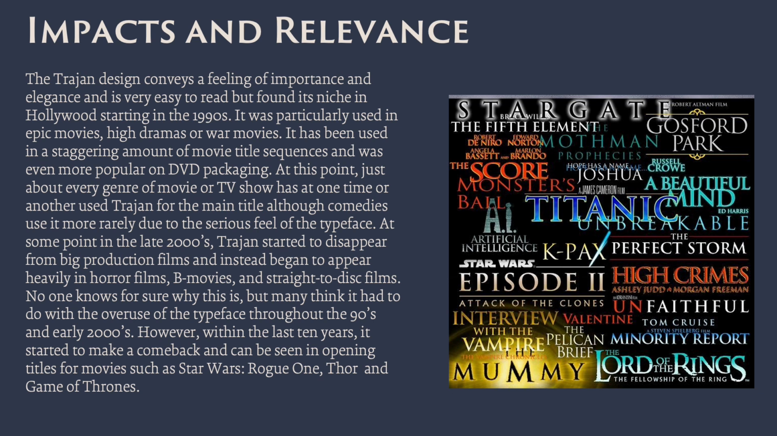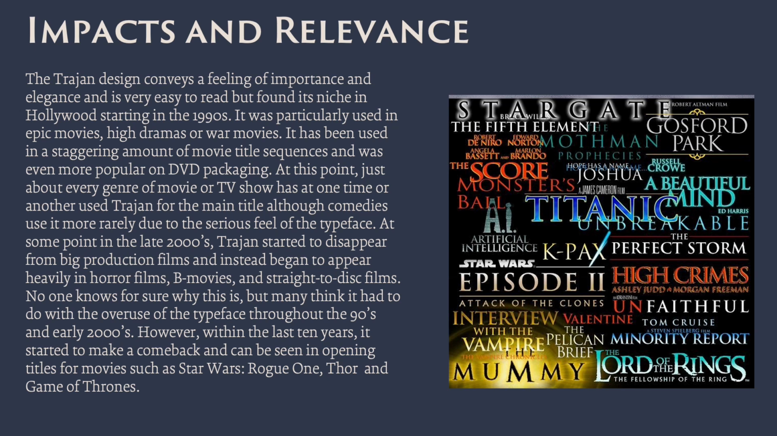Trajan has had a far-reaching impact on the design world, particularly when it comes to the entertainment industry. The Trajan design conveys a feeling of importance and elegance and is very easy to read, but found its niche in Hollywood starting in the 90s. It was particularly used in epic movies, high dramas, or war movies. It has been used in a staggering amount of movie title sequences and was even more popular on DVD packaging. At this point, just about every genre of movie or TV show has at one time or another used Trajan for the main title, although comedies use it more rarely due to the serious feel of the typeface.